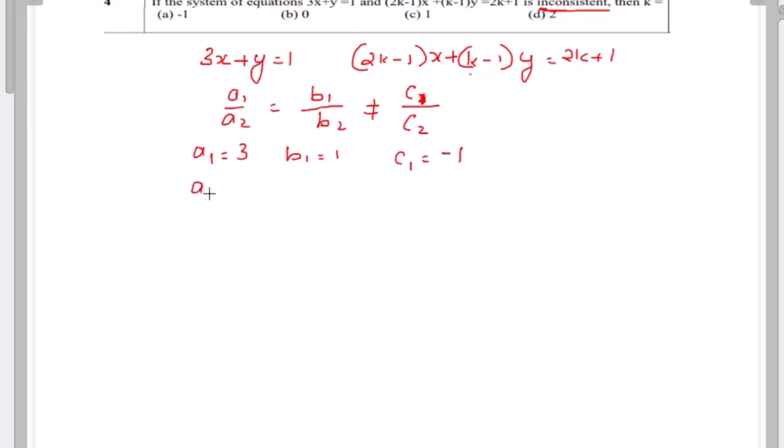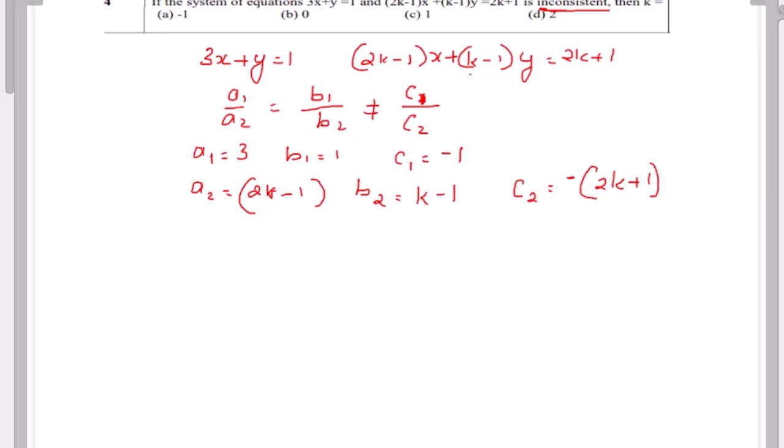In the same way, what is a2? a2 is equal to 2k minus 1, and b2 is the coefficient of y from the second equation. And c2, from the second equation, the constant term, is equal to minus 2k plus 1, right? So write like this: a1, a2, b1, b2, c1 and c2. Now we need only this, a1 by a2 is equal to b1 by b2, right?